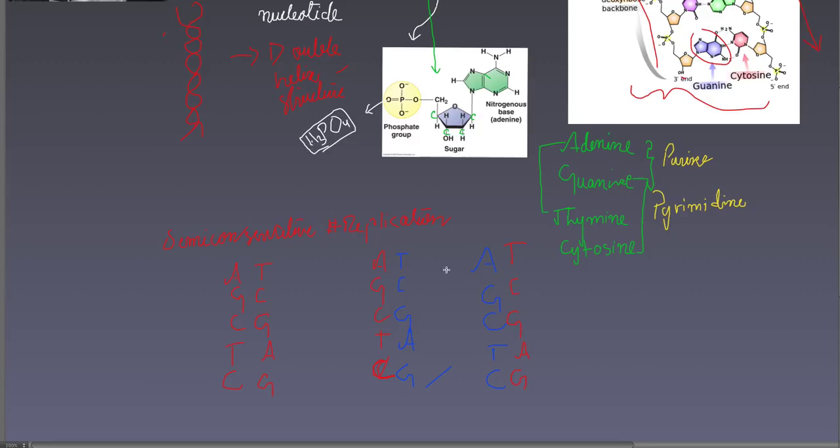And where does this replication help? Well, it helps in cell division, especially what kind of cell division? Well, it happens in mitosis. Mitosis is a kind of cell division, and meiosis. So replication is useful when the cell is dividing.